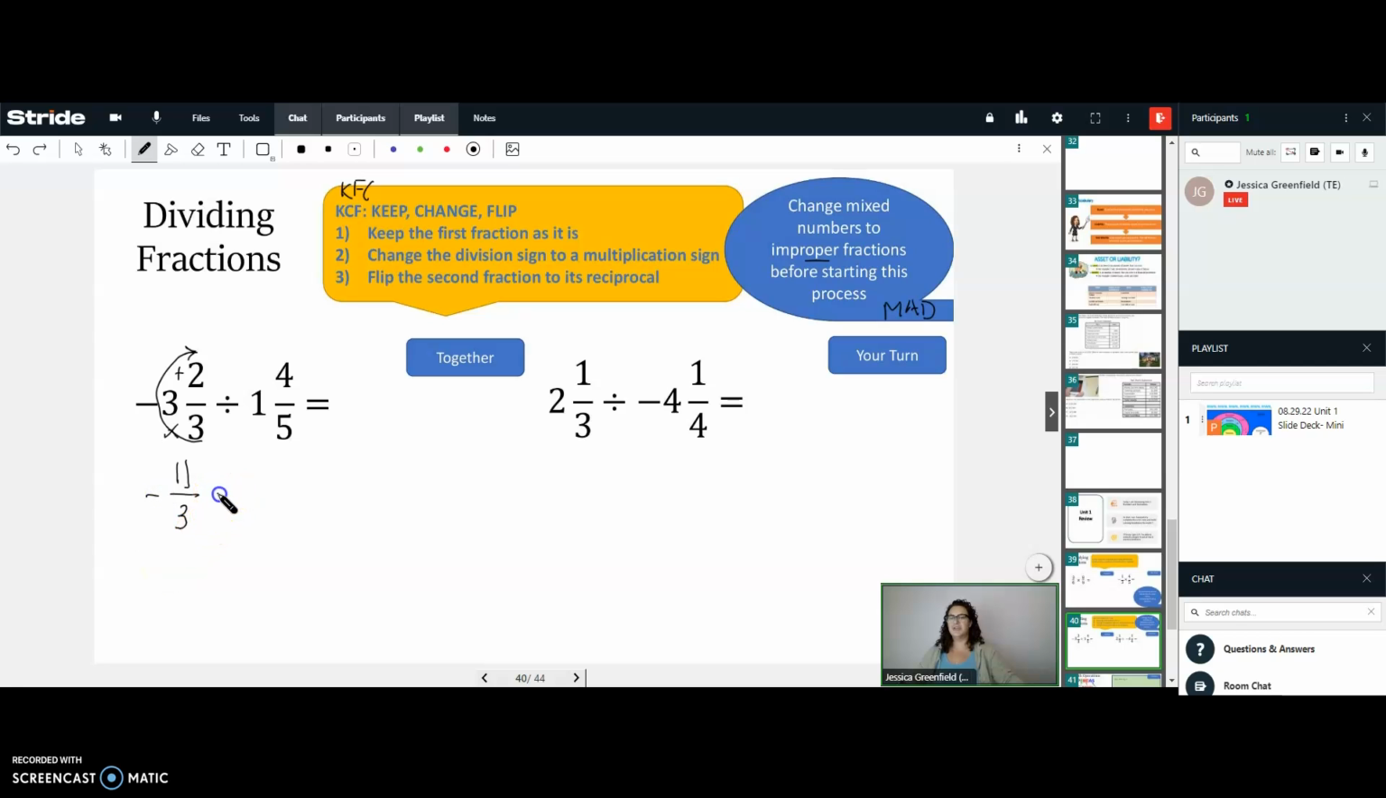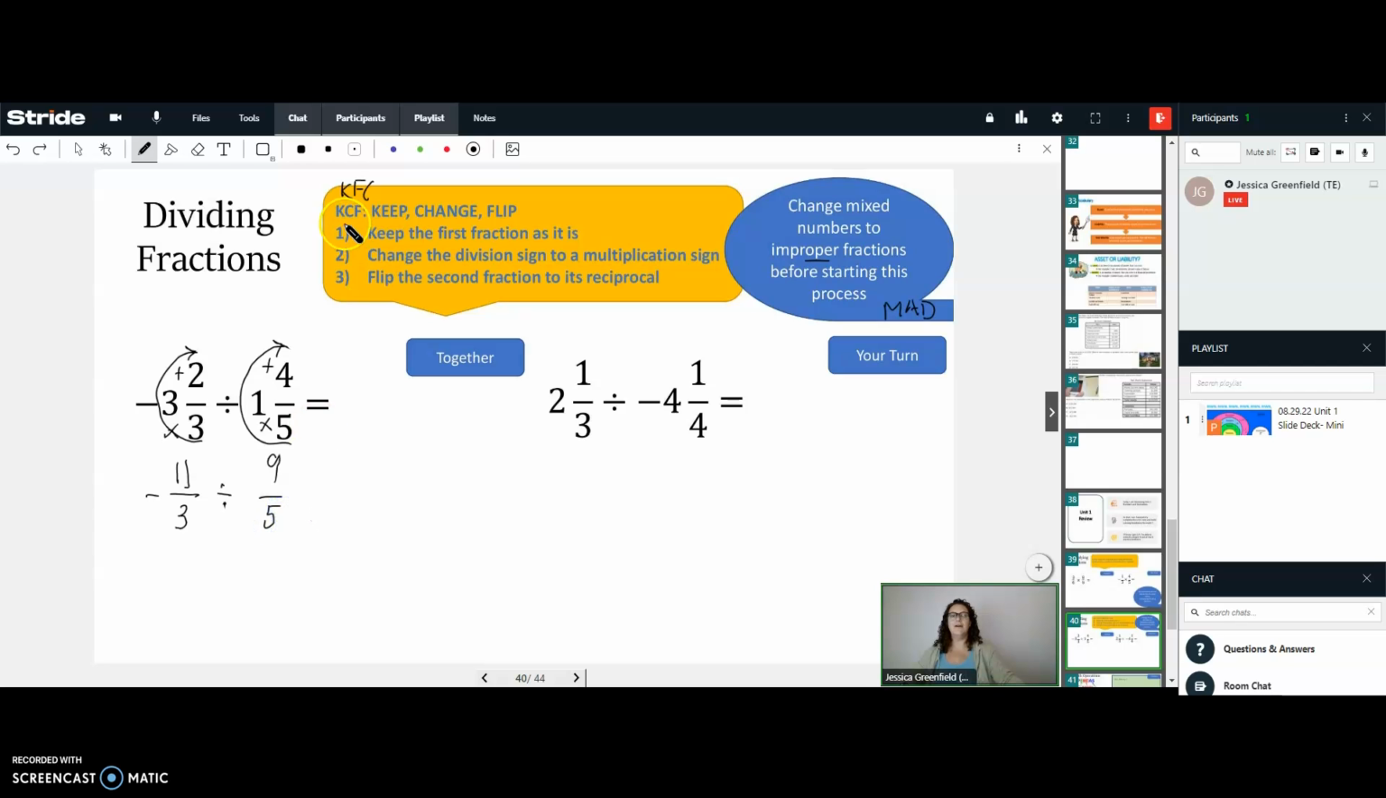All right, let's not change anything yet. I'm gonna go ahead and keep everything in a division problem still. Let's change this next mixed number into an improper fraction. Doing the same thing. Multiply these two, add the top, keep it over the same denominator. So 5 times 1 is 5, plus 4 is 9 over 5.